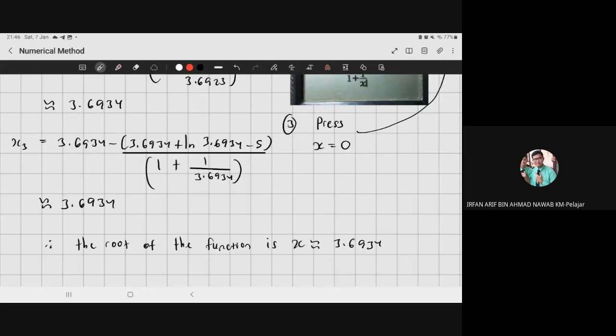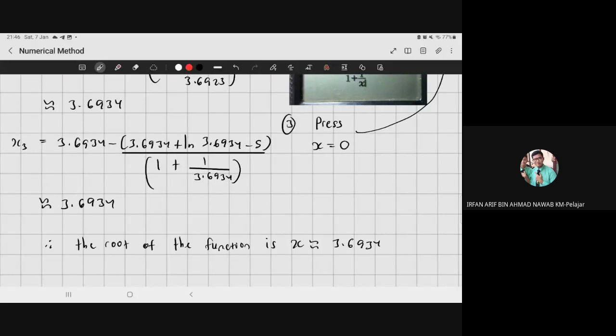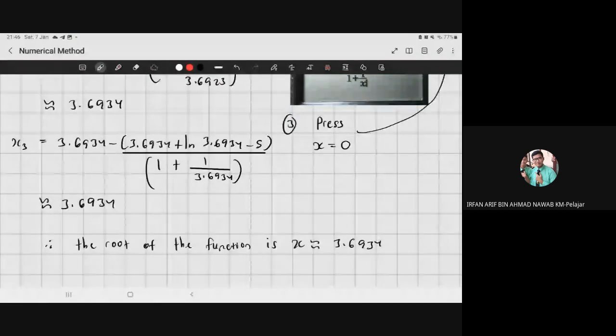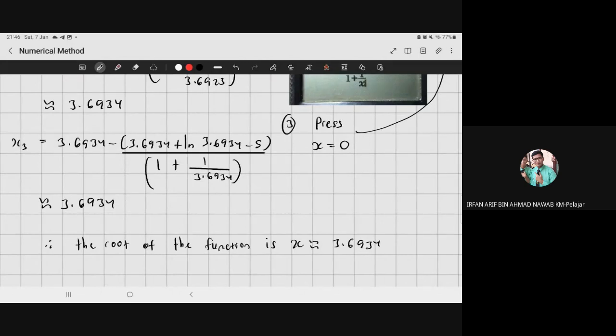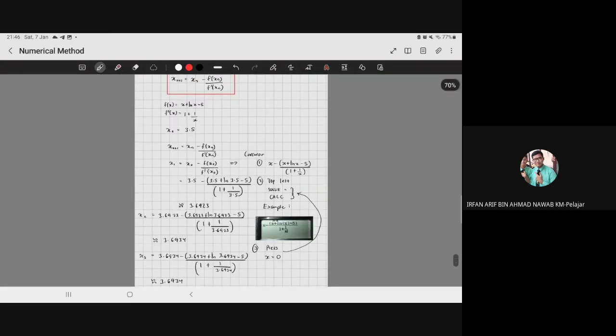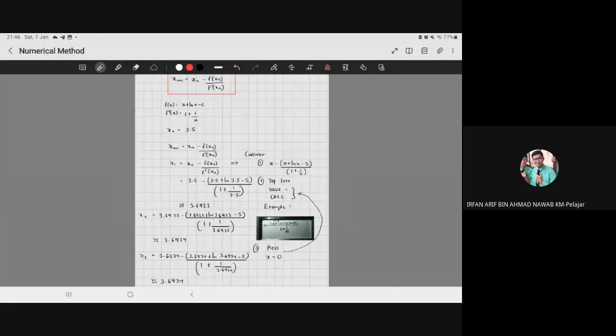The question did not mention how many decimal places we should present our answer. Since they didn't ask, just let it be, to be safe. 3.6934 is the best answer. So that is basically it. As long as you don't make any mistakes, you should be good to go.